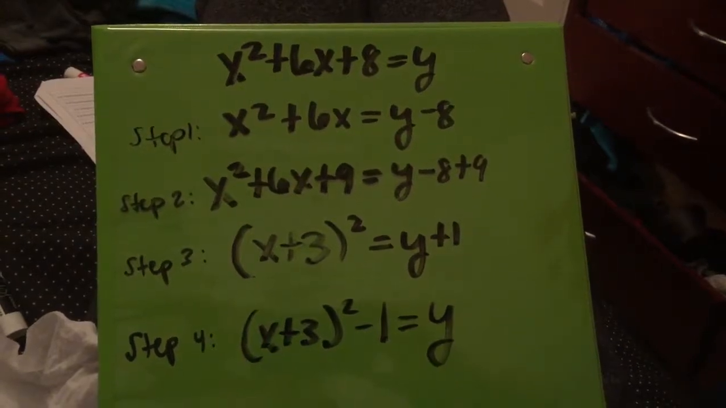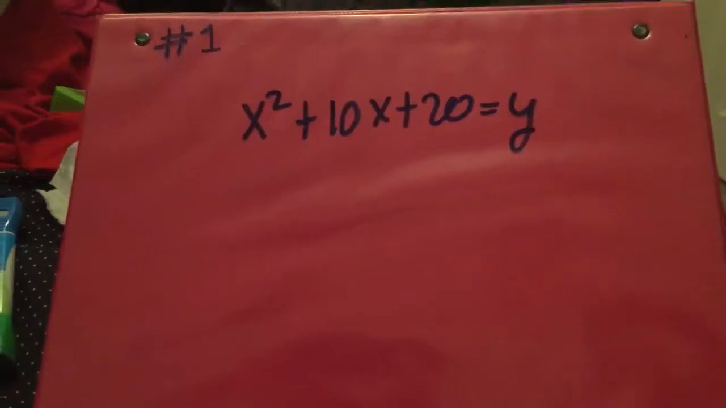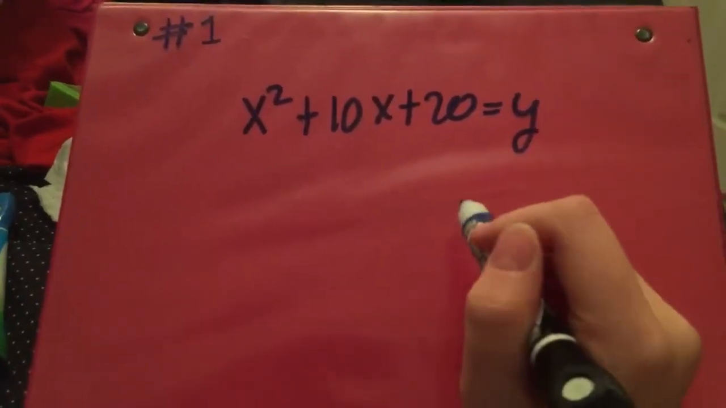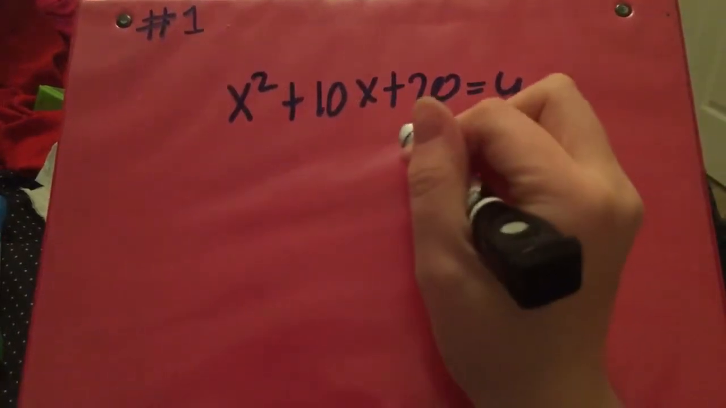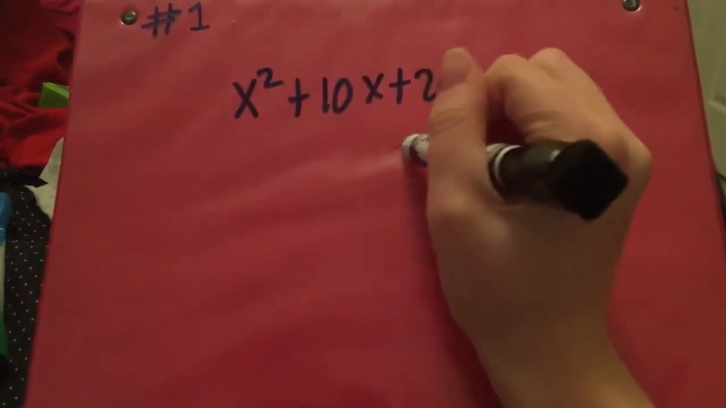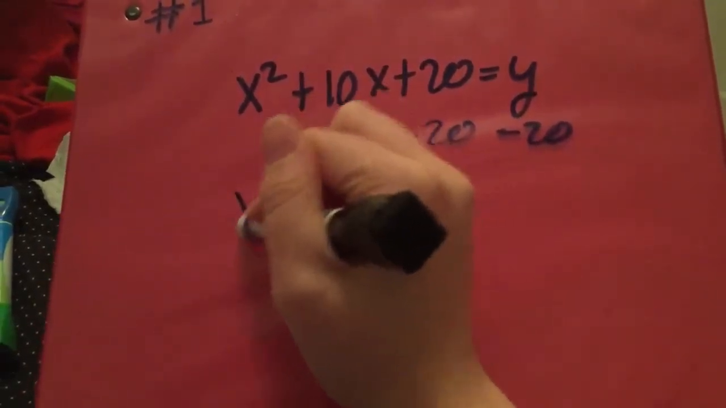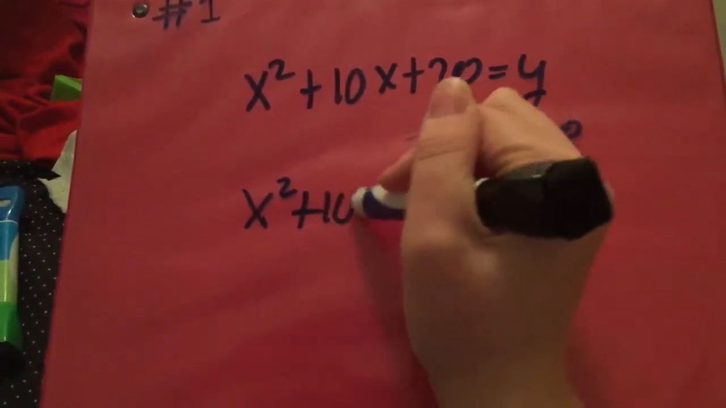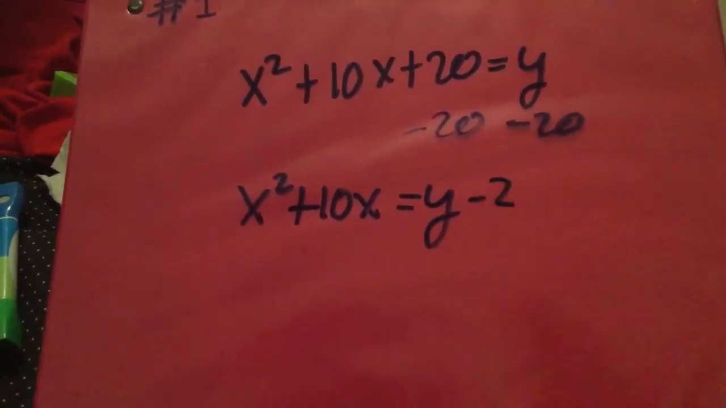Now you can use these steps as an example when solving the next problems. Okay, now let's put all the steps together. So in the problem, x squared plus 10x plus 20 equals y, first thing you would do is subtract the c, which is 20, from both sides to get x squared plus 10x equals y minus 20.